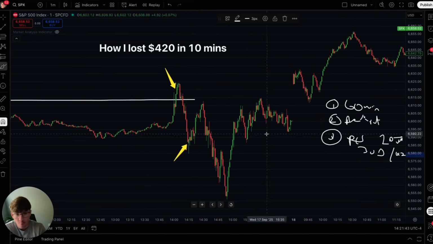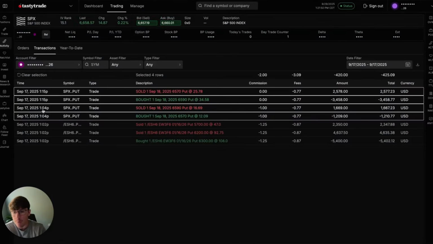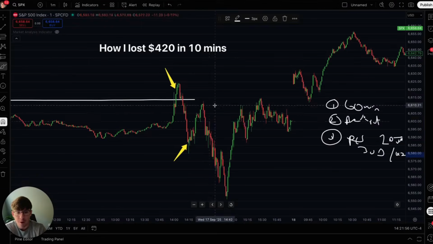Now, where did I go wrong? The market ended up breaking the high here, so I entered, which you can see here, entering at 1:04 p.m. Central Standard Time, and then literally 11 minutes later, exiting the trade. And so that's how quickly it went wrong for me.